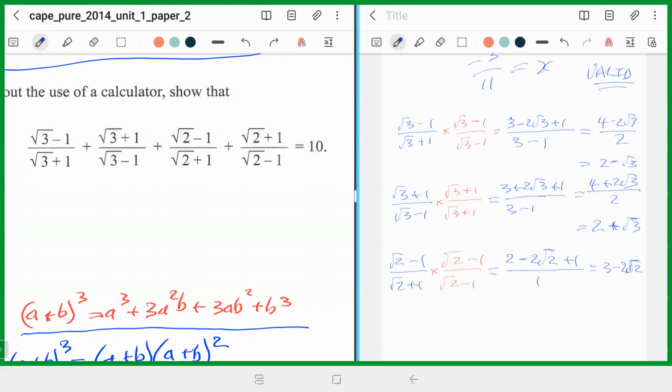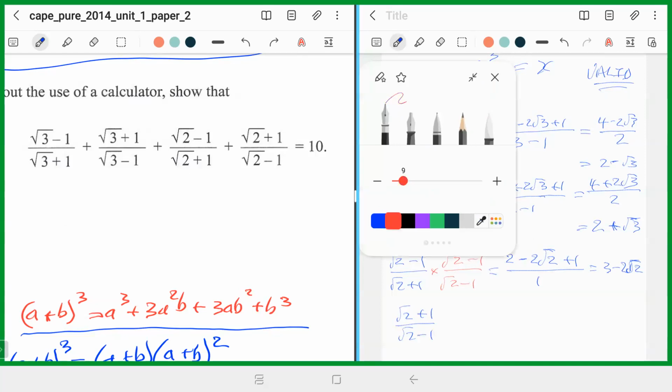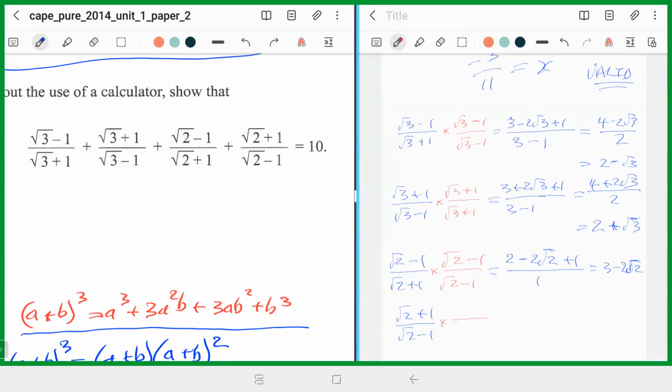And you follow the trend, the other one is going to be 3 plus 2 root 2. But the difference between them is that instead of a minus 1, it's a plus in the next one. You can see it here, so the last one. We get root 2 plus 1 over root 2 minus 1. Rationalize the denominator. You're going to multiply by root 2 plus 1. So you put in root 2 plus 1 up here as well.